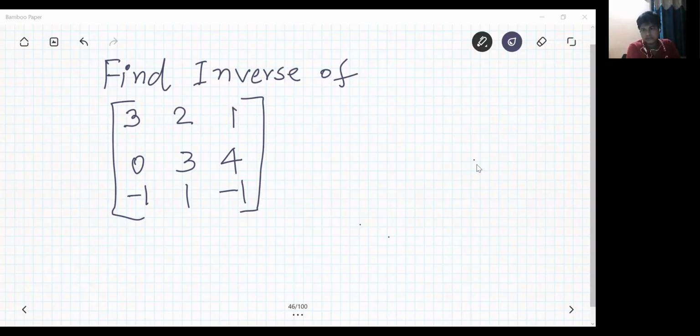So find the inverse of 3 2 1, 0 3 4, -1 1 -1. Actually, it will take a few seconds more. So we don't have to hurry, otherwise it will come. Yes, sir. Now are you able to see the screen? Now it is visible. Okay.